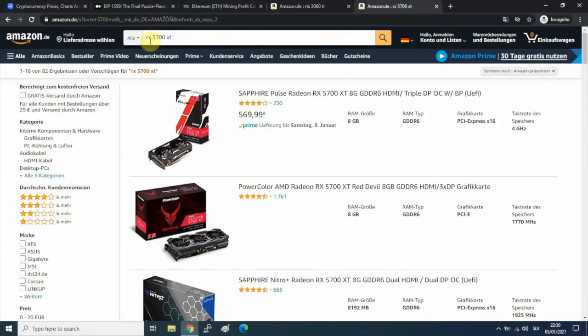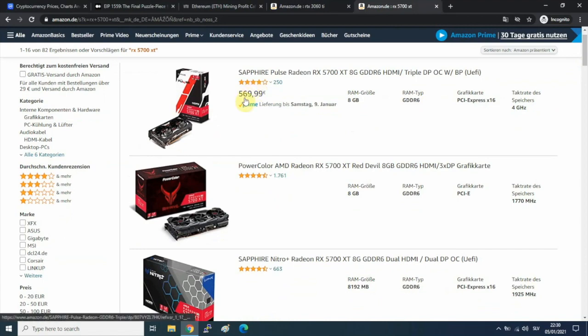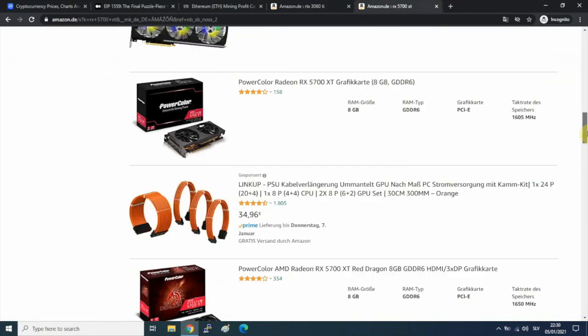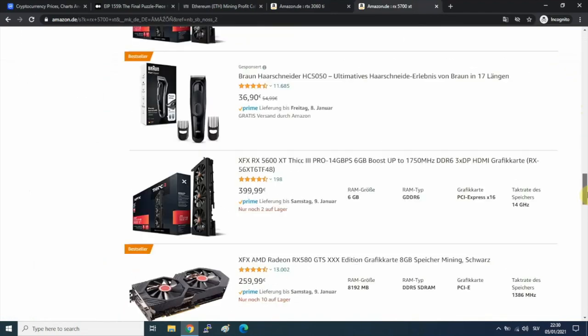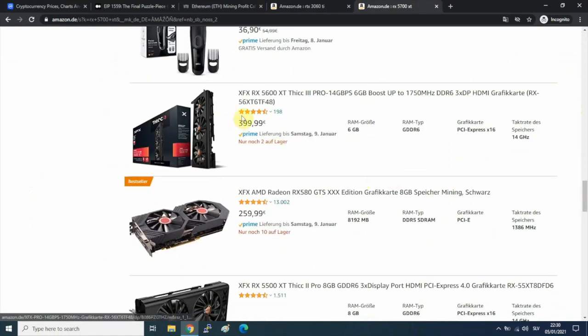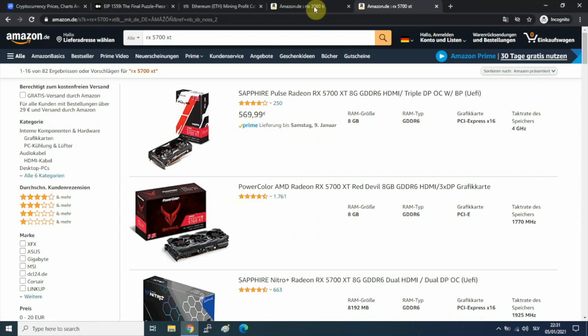Another good GPU is the RX 5700 XT, which I see is going for 569 euros. This is also very, very expensive. These GPUs should be below 400. We have the 5600 XT for 400. The 5600 should be below 300. So this is too expensive, guys, believe me.